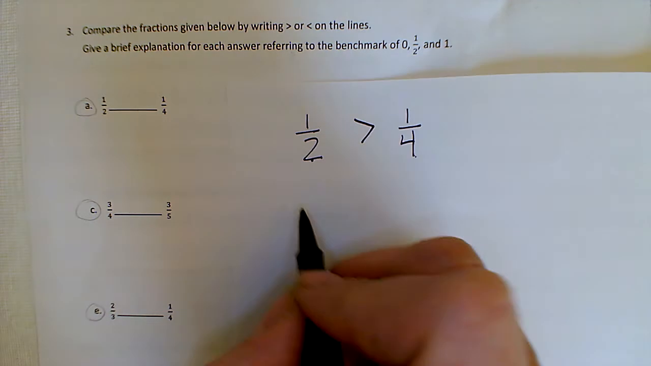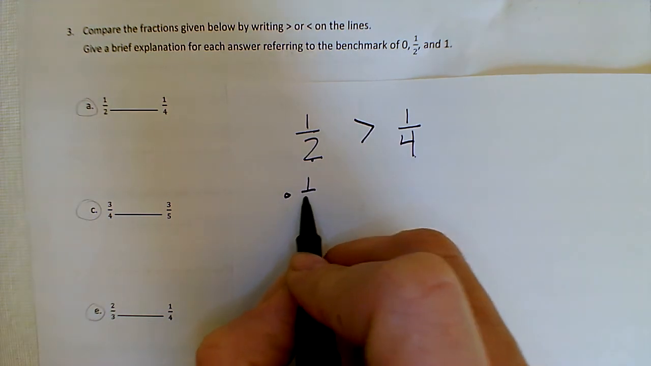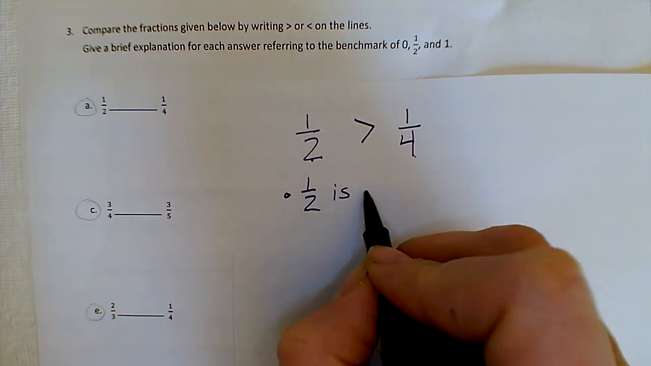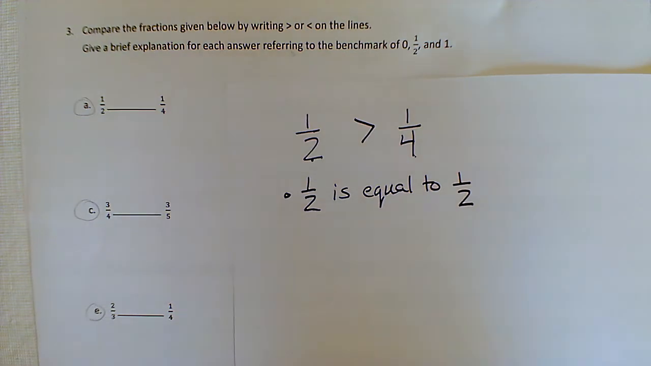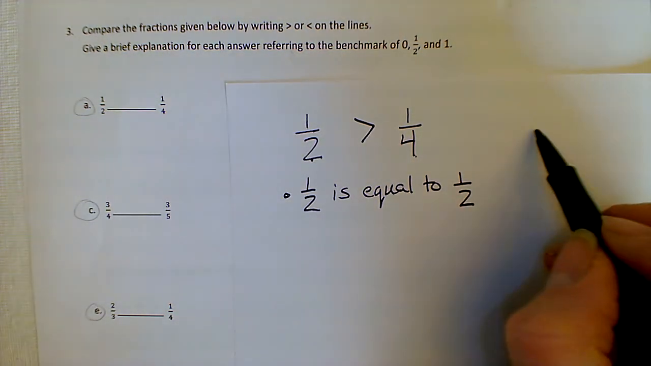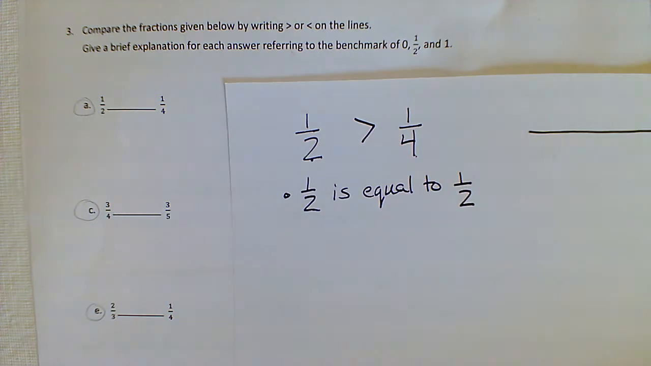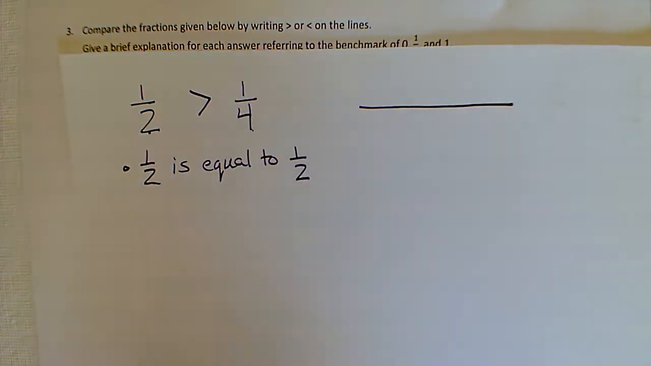Well, 1 half is easy enough because 1 half is equal to 1 half. So that's nice and easy. But what about this 1 fourth? Where would that be located on a number line? So if I were using a number line, I'm going to slide this over a little.